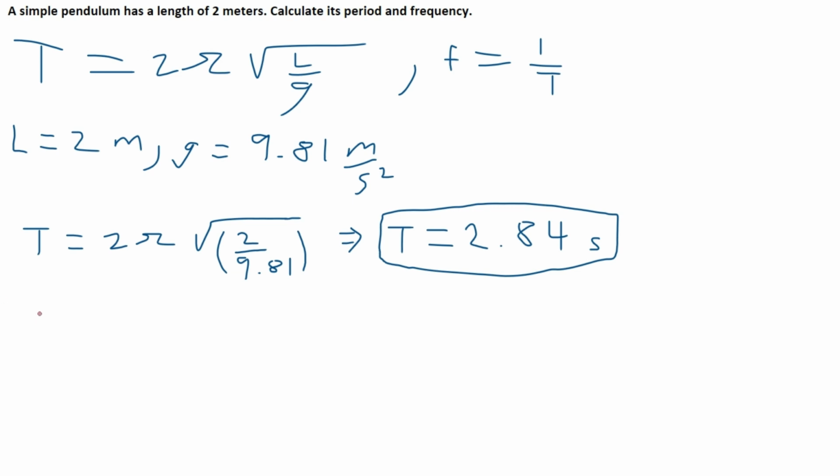Now to find the frequency, I'll just write it down again that the frequency is equal to the inverse of the period. So in this case, we get that the frequency is equal to 1 divided by 2.84 seconds. Since 1 hertz is equal to 1 divided by a second, we get the answer that the frequency is equal to 0.35 hertz.